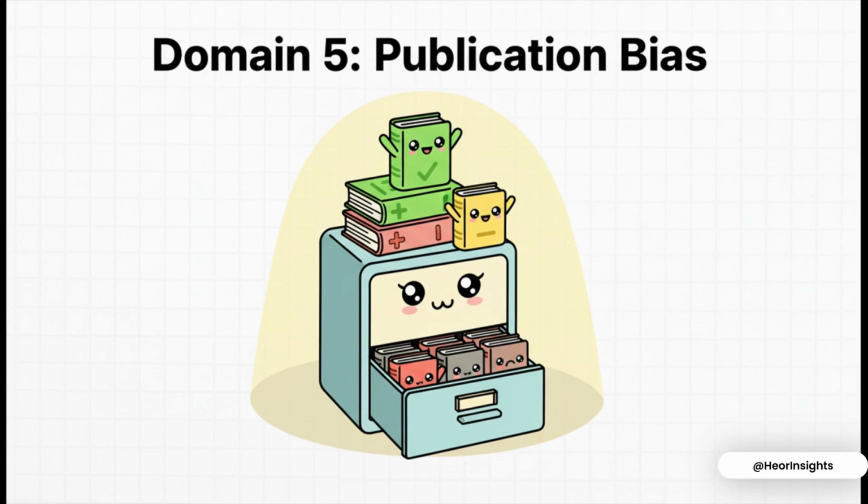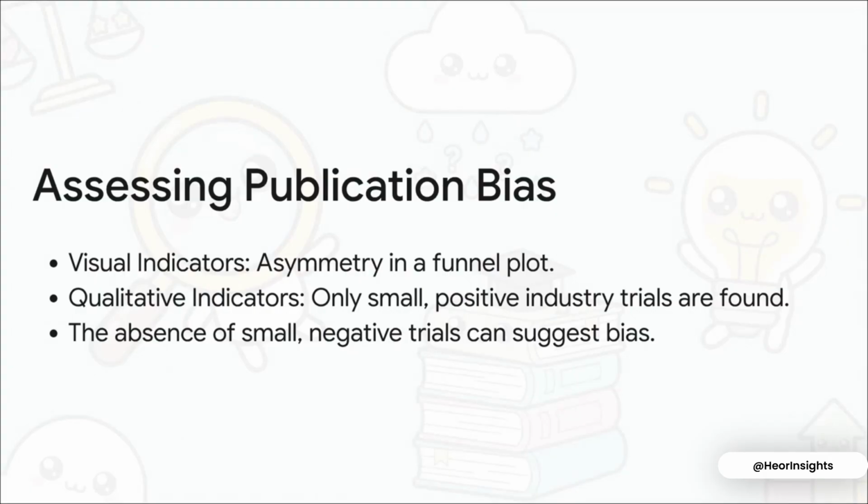And finally, our fifth domain, publication bias. This is a tricky one. It's the risk that the evidence we can see isn't the whole story, because studies with negative or boring results just never got published. They're sitting in a file drawer somewhere. How do we spot this? Well, sometimes a graph called a funnel plot can show a lopsided pattern that suggests studies are missing. But often, it's more of a qualitative judgment.